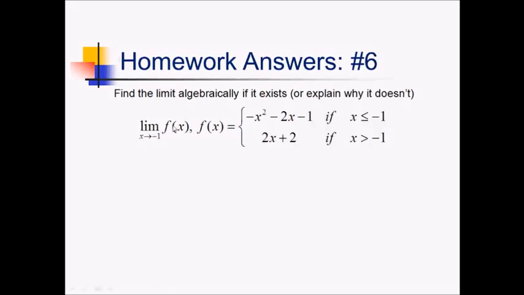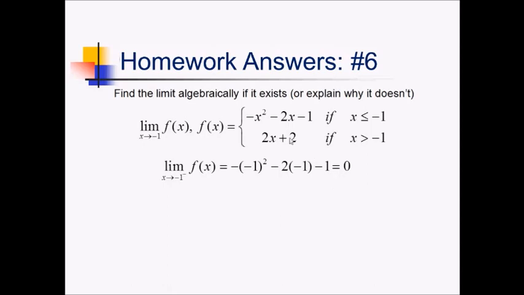On this problem, we're trying to find the limit as x approaches negative 1 for this piecewise function. Since negative 1 is a border value, we're going to have to find the left and the right limits by plugging negative 1 into the before and after rules for negative 1. So for the left side limit, we've got negative 1 squared minus 2 times negative 1 minus 1. So this is going to be negative 1 out in front plus 2 minus 1. That all comes out to 0.